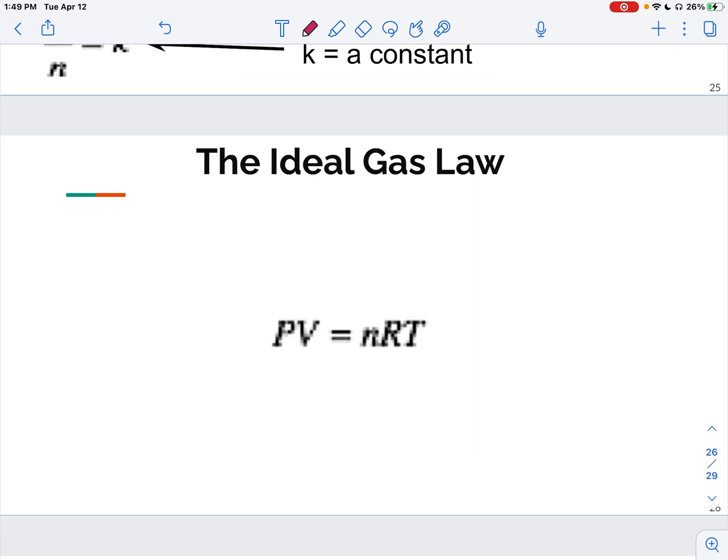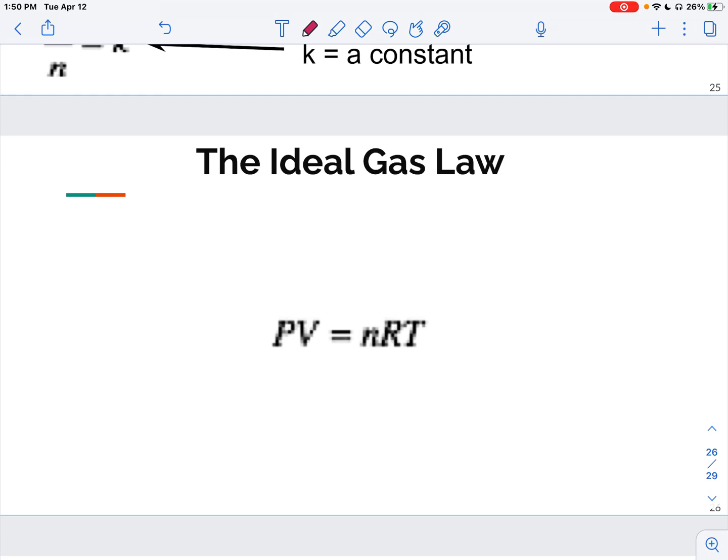Now, the first thing you might notice is that there's no ones and twos here. There's a P, there's a V, there's a T, there's an N. There's also this R, which we'll talk about in just a second. But there's no ones and twos because this is not before and after. So the easiest way to tell which gas law you need is to see if you have two of some things. If you have two pressures or two volumes and you know there's a change, then you use the combined gas law. If there's no change, there's no two pressures or two volumes or two temperatures, then you don't need the combined gas law. You can use the ideal gas law.